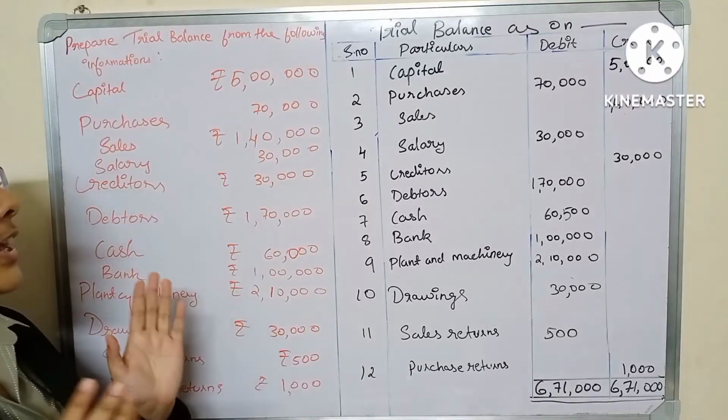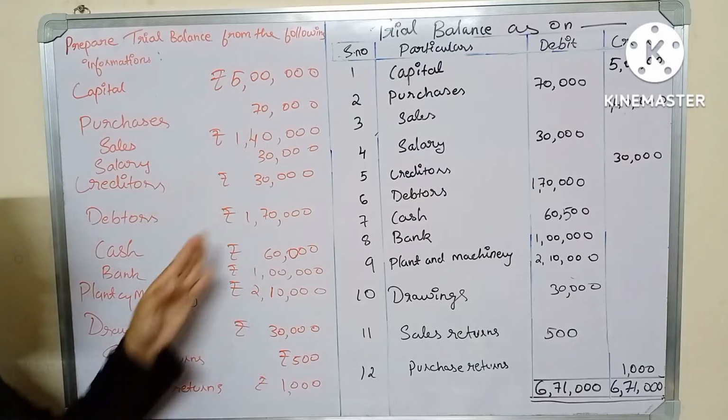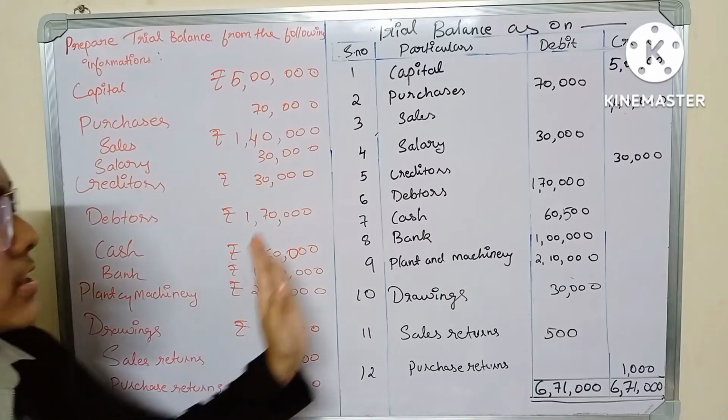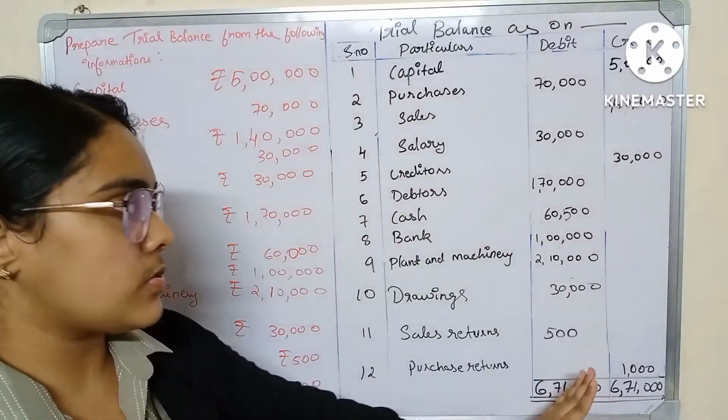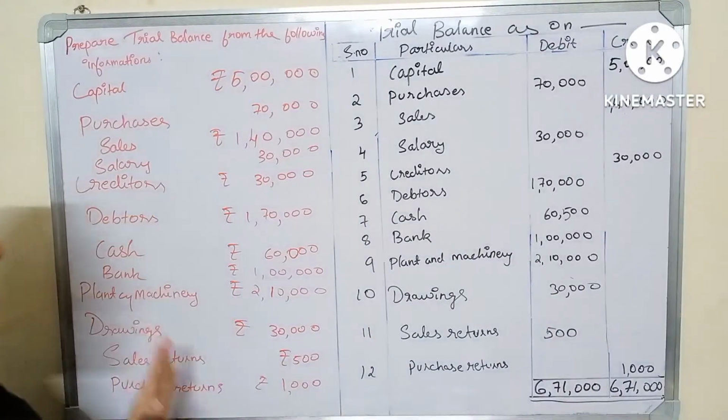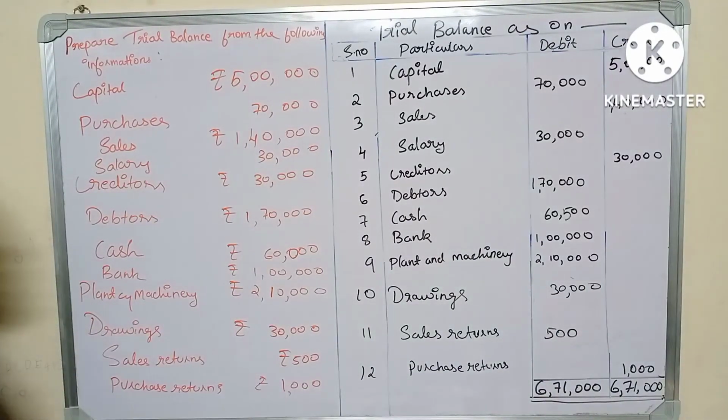Okay, so we can see here I have drawn a question, and I have shown the answer also. Now let us discuss this question. Prepare trial balance from the following informations.